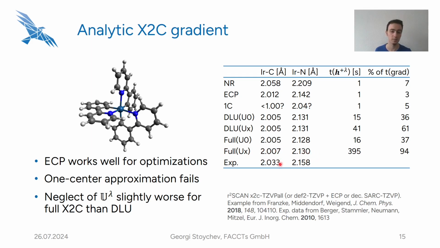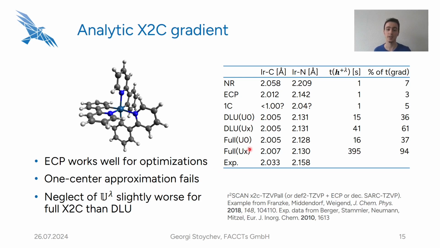Now, the disagreement here may be partially due to the arbitrary choice of functional here. But also you can see that the ECP does a very good job at reproducing those bond lengths, which is why we recommend ECPs for optimization. However, the one-center approximation completely fails. This optimization crashed, but it was going towards nuclear fusion. I will come back to that in the next slide.